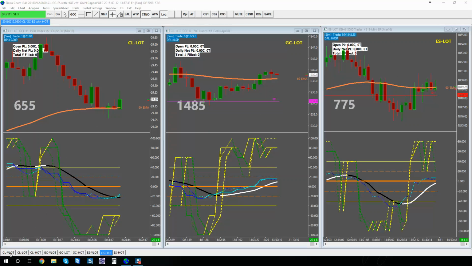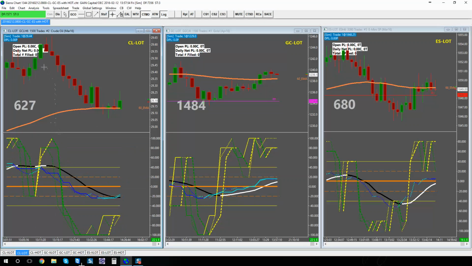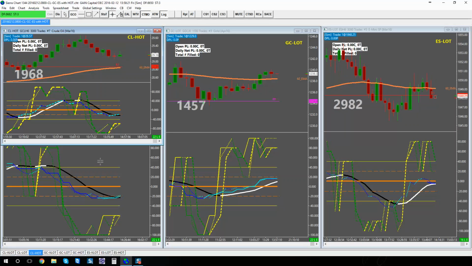We need a very low order time frame, in which case I'm using 1200 ticks. We need a low order time frame of 1500 ticks, which is going to be our main trading chart. And then we need a high order time frame, in this case 3000 ticks. What does that mean? We get 3000 orders before the next bar gets drawn. So here we have 2031 orders yet to go before the next bar gets drawn. That's what it means by those ticks.